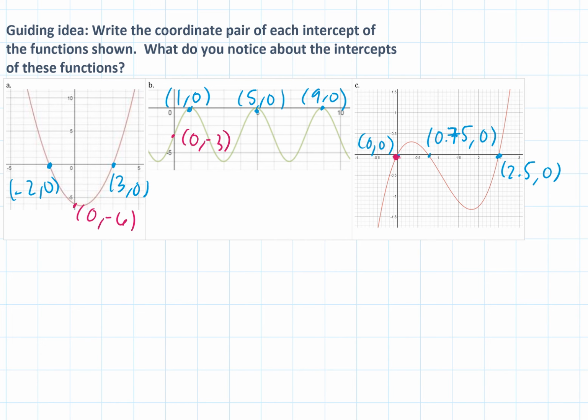Interesting. What do you notice about the intercepts of these functions? Well, I notice that an x-intercept, whether it's for a quadratic function like a, or b is a sinusoidal function, we'll talk about those in Unit 7. C is a polynomial function, we'll look at those in the next unit, but it doesn't really matter. In all of these cases, x-intercepts always have the y value 0. That's why they're crossing the x-axis, because y is 0, and y-intercepts always have the x value 0.